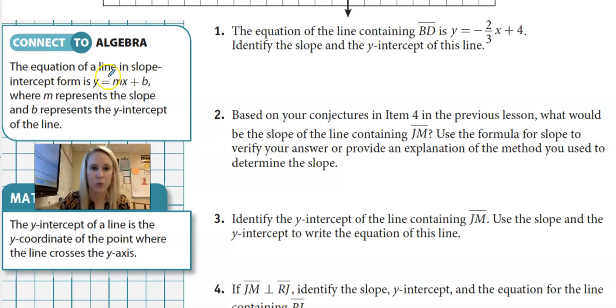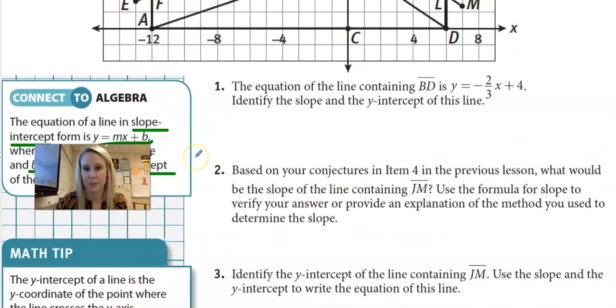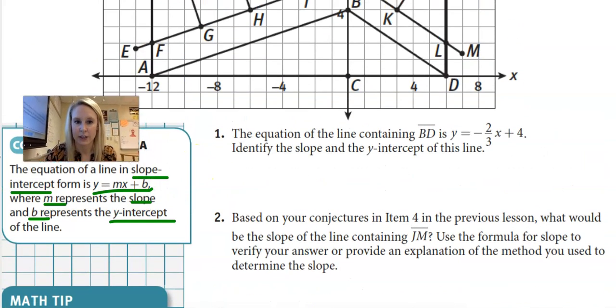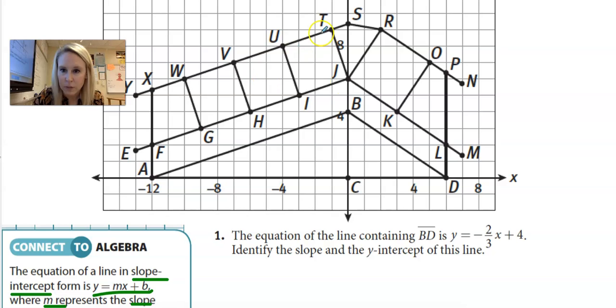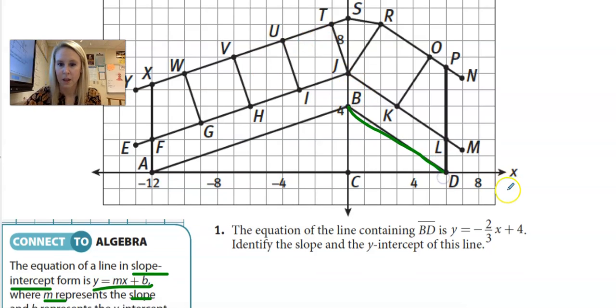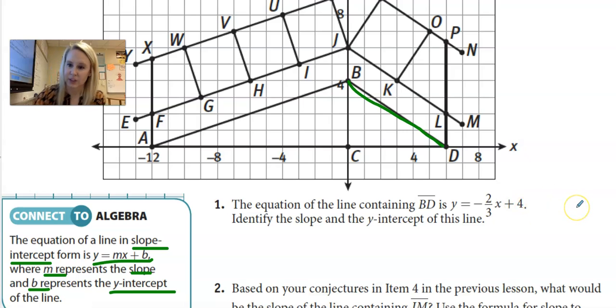So if you remember, the equation of a line in slope-intercept form is y equals mx plus b, where m is your slope and b is the y-intercept of the line where it crosses the y-axis. So in the equation of the line containing BD, let me highlight BD. Here's my line in green. What's the slope of the line and what's the y-intercept of the line?